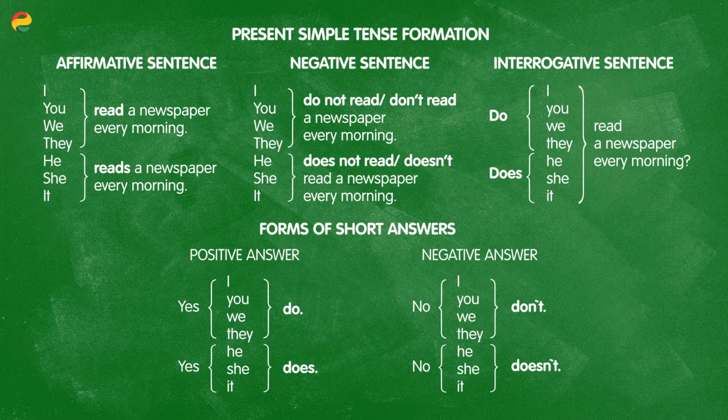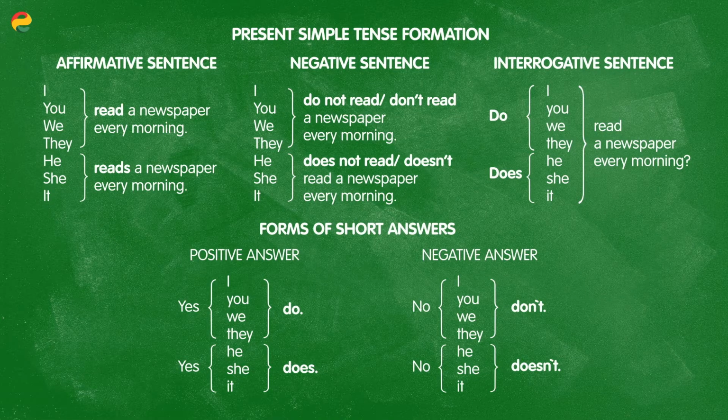And be careful when using the present simple tense, because you want to look for verbs that end with S when used with he, she, and it. He does, she does, it does. However, when using the pronouns I, you, we, and they, we do not use an S ending. We say I do, you do, we do, and they do.